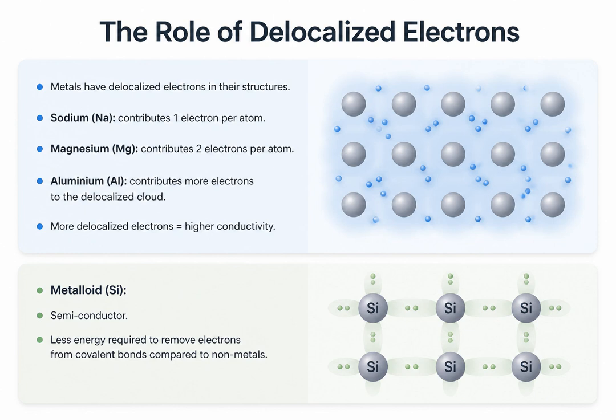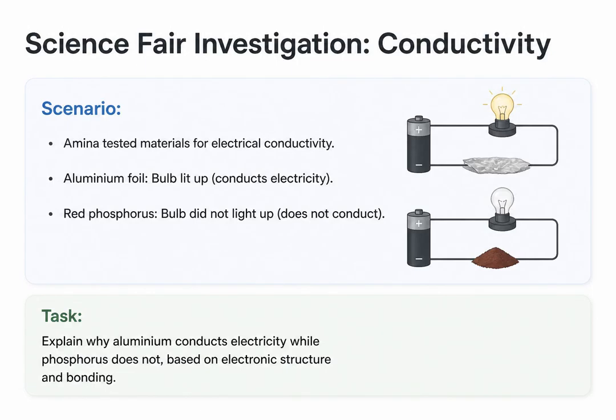Silicon, sitting in the middle, is a metalloid. Its electrons are in covalent bonds, but it takes less energy to free them than in true nonmetals, making it a semiconductor. Let's apply this to a real-world scenario.